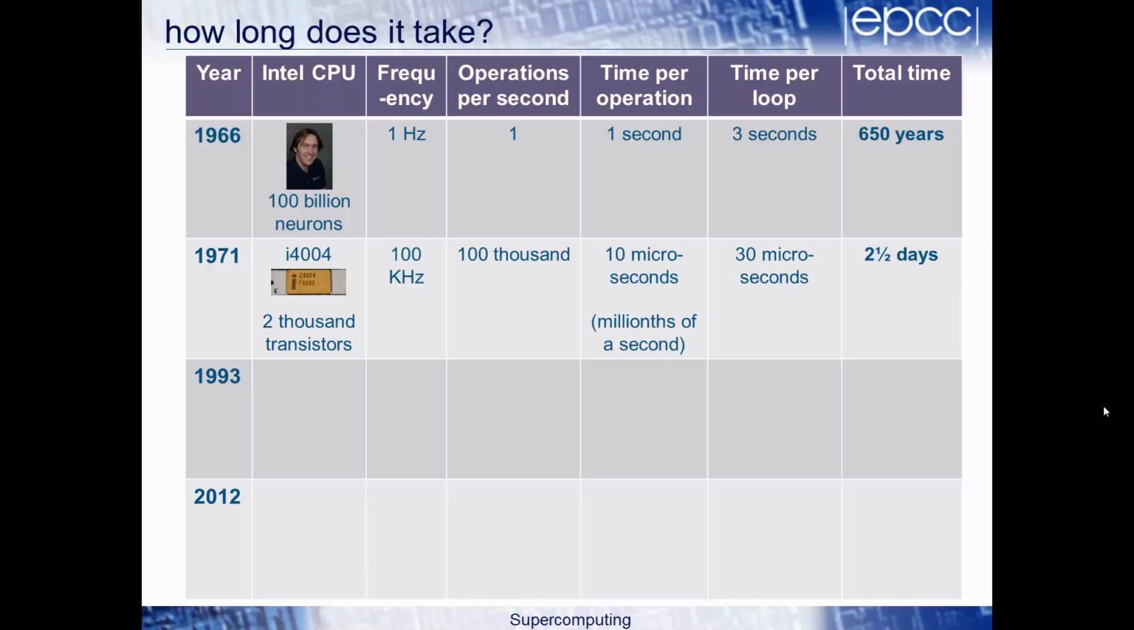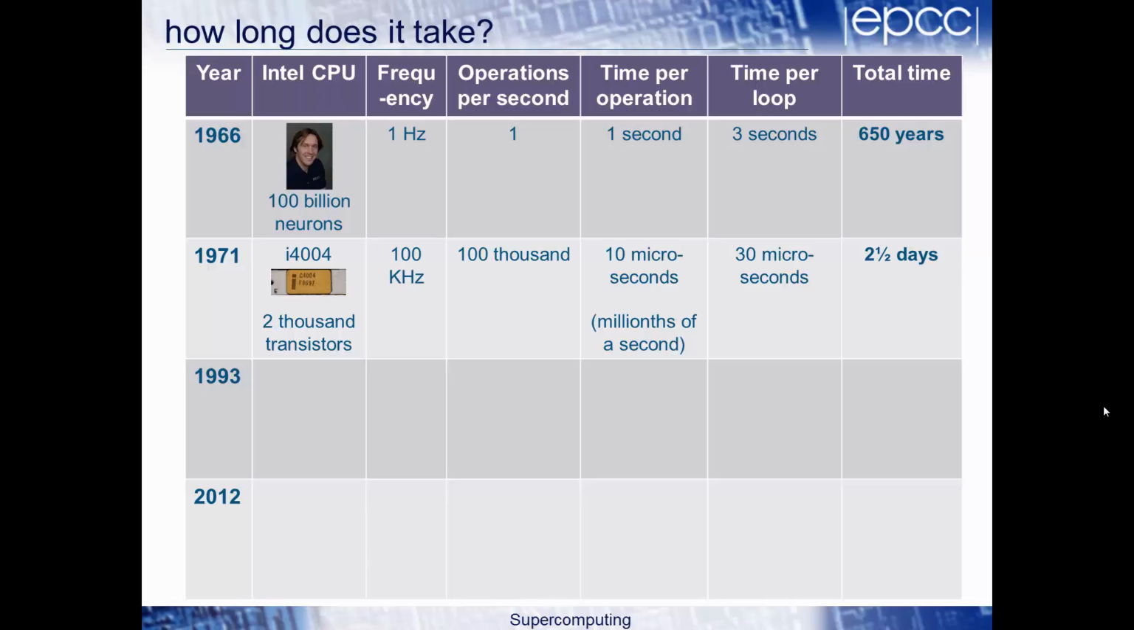Now back in 1971, Intel introduced what is now considered to be the first modern integrated microprocessor, the Intel 4004, and it had 2,000 transistors. Not many transistors compared to my 100 billion neurons, but these transistors are very good at doing floating point calculations. The frequency of this machine was about 100 kilohertz. 100 kilohertz is 100,000 operations per second, or one operation every 10 microseconds. A microsecond is a millionth of a second.